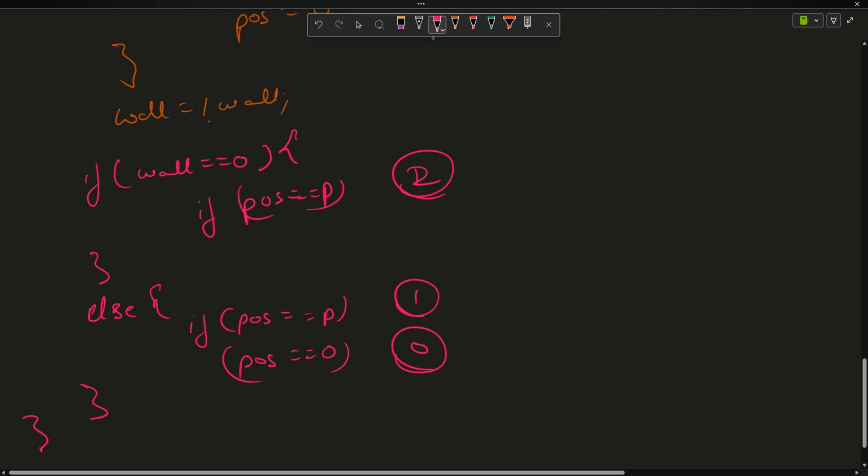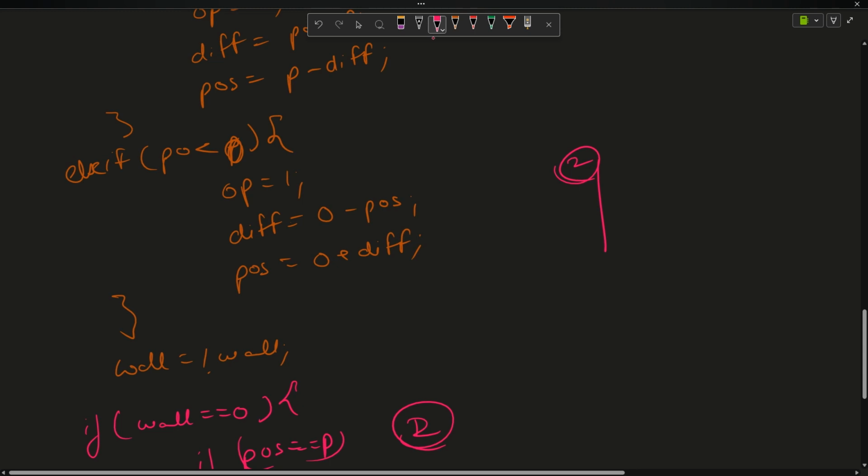I just have to run it. Okay, let us try to compile and run it.